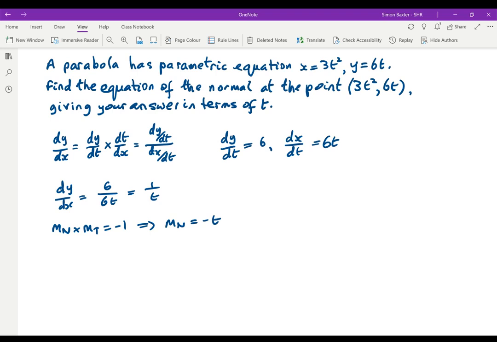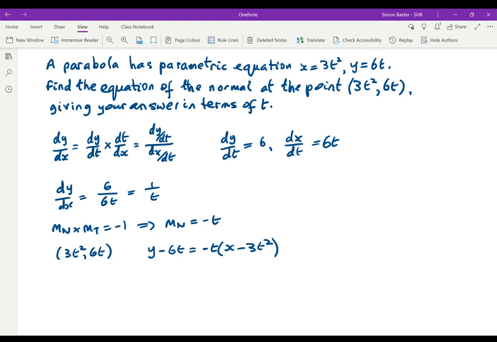We want to go through the point 3t squared, 6t. So using the equation y minus y1, which is 6t, is m, which is minus t, times x minus x1, which is 3t squared. Notice that this general equation gives the equation of the normal for any particular value of t.